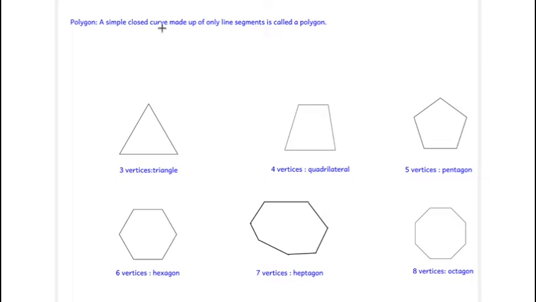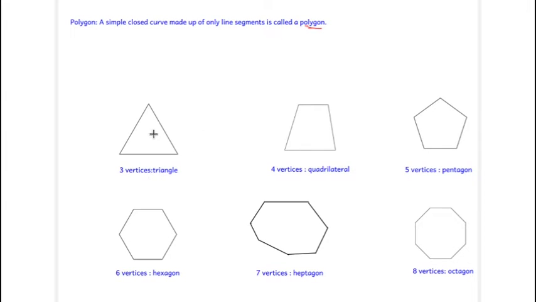A simple closed curve made up of only line segments is called a polygon. It should be a simple closed curve that we just discussed, and it should be made up of only line segments. No curved line is allowed here. So this kind of figures are called polygons. Okay. See here, I have given some examples of polygons.